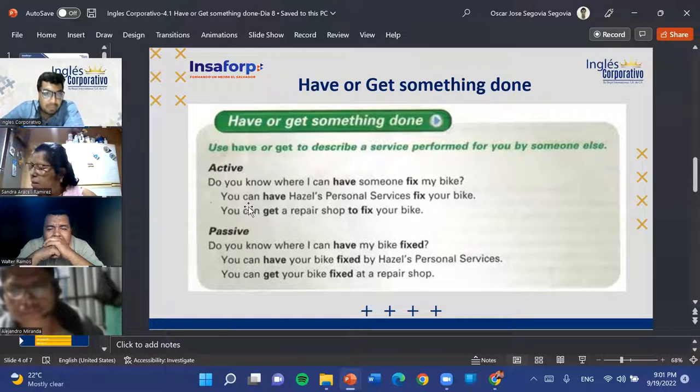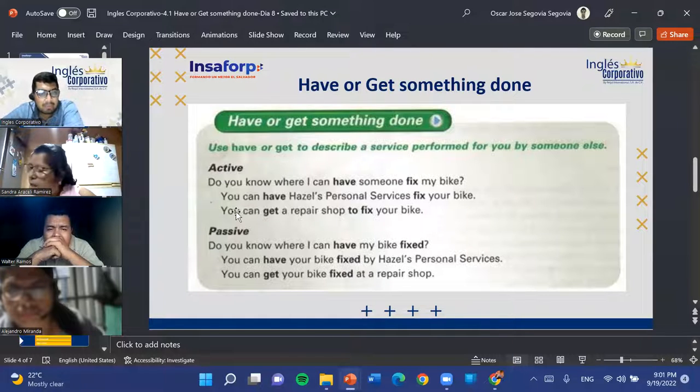Now, you can have Hazel's personal service. So here we mention the person first, or in this specific case, it is the noun, because we're talking about a business. So Hazel's personal service fixes your bike. So we mention the person or the subject, and then we finish with the object.